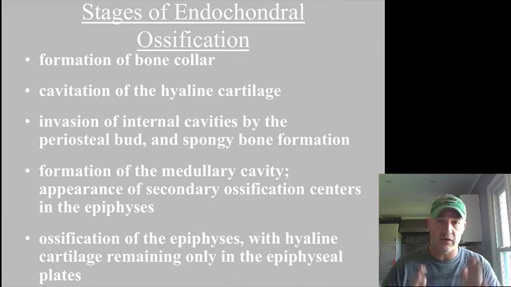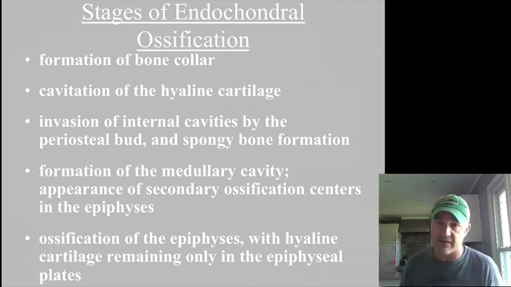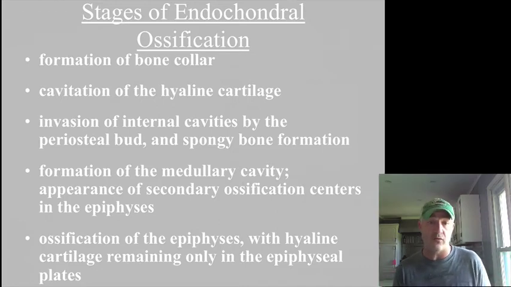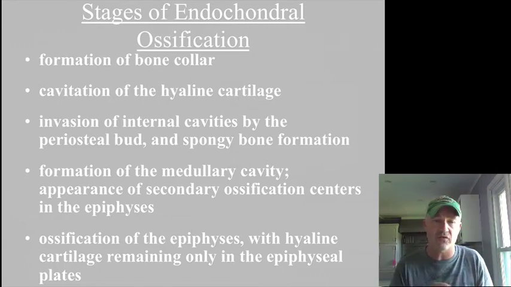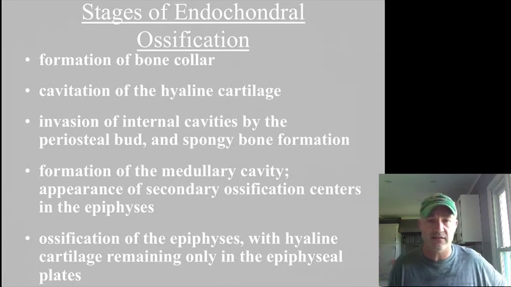Initially, you get a little bony collar on the surfaces of this bone, and we'll show it in a picture in a second here. You then are going to start getting some of these cells differentiating to osteoblasts. Some of that hyaline cartilage is going to start converting and get hypertrophic, really large cells.